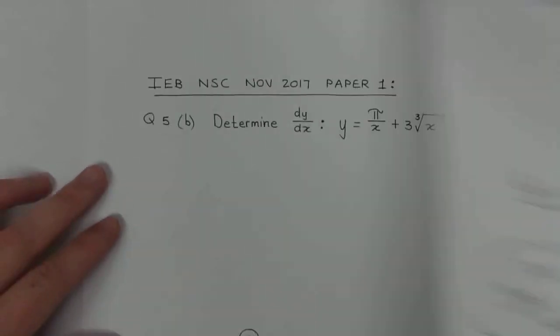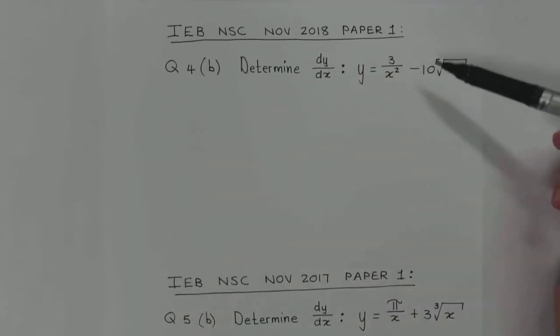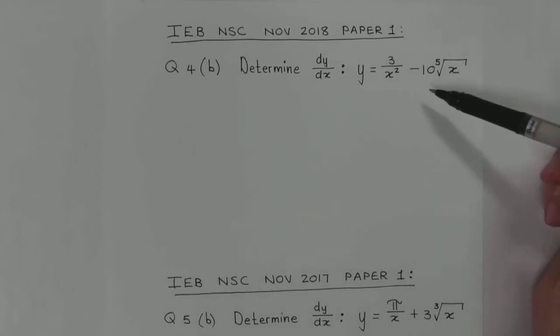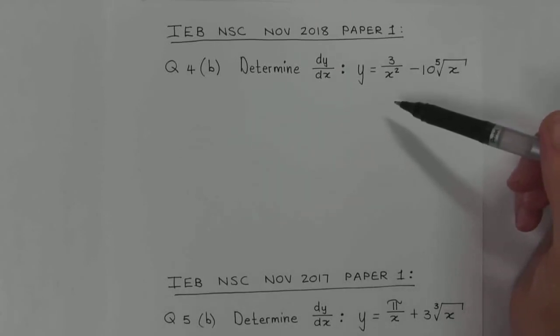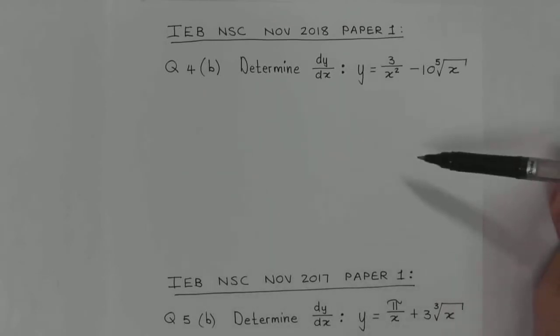Now the next examples are not from the textbook. These ones are past paper examples. And in the next video, the entire video is just going to discuss past paper examples from either the IEB examinations or from the Department of Basic Education, which are the DBE ones.